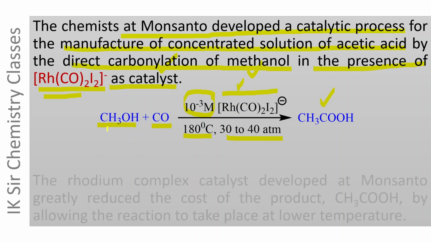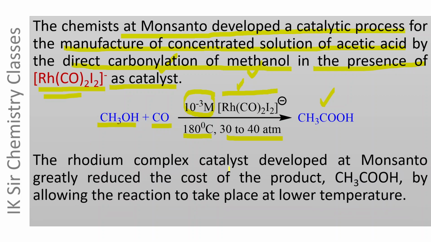The rhodium complex catalyst developed at Monsanto greatly reduced the cost of the product, that is acetic acid, by allowing the reaction to take place at lower temperature. The cost of acetic acid produced by this method is low because the catalyst is very efficient and it allows the reaction to take place at relatively lower temperature and pressure.